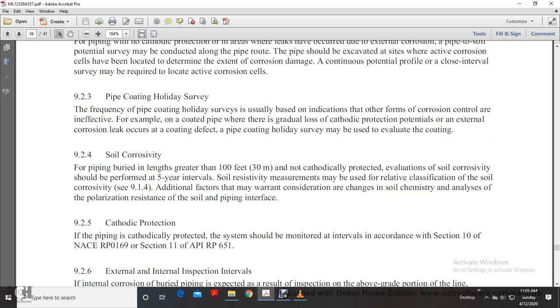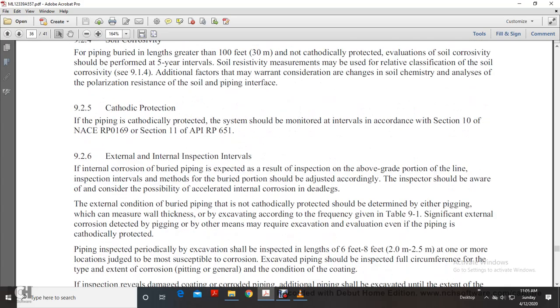924. Soil corrosivity. For buried piping with lengths greater than 100 feet with non-cathodic protection evaluation, soil corrosivity shall be performed at 5 year intervals. Soil resistivity measurement may be used relative to the classification of soil corrosivity. Additional factors may warrant the consideration of soil chemistry analysis and the polarization resistance of the soil pipe interface.